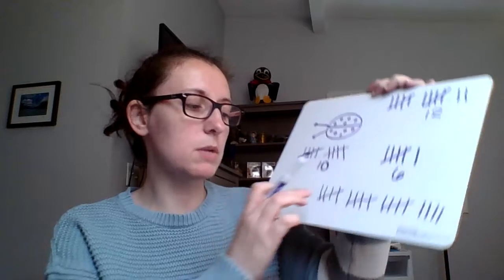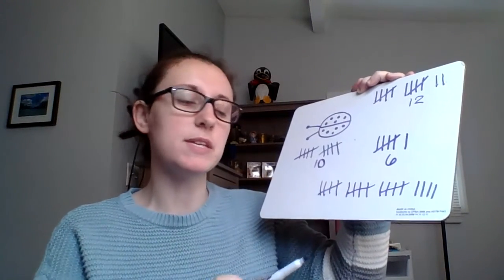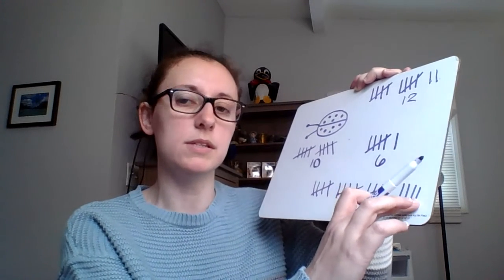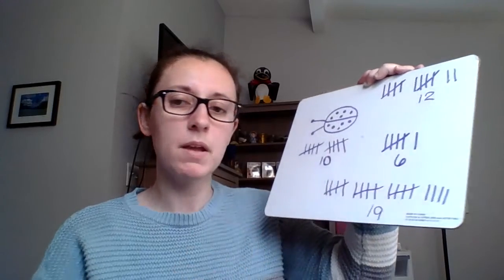So if we have 3 groups of 5 and 4 more tally marks, then the number is going to be 5, 10, 15. 5 plus 5 is 10, 10 plus 5 is 15, and 15 plus 4, or 15, 16, 17, 18, 19 is the number. So that's how you're going to recognize tally marks and figure out what the number is for that tally mark. And that's what you're going to do. You're going to cut out the numbers and match them to the correct set of tally marks.